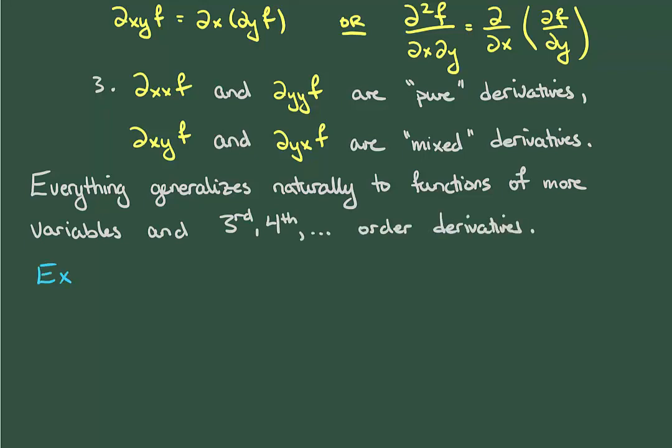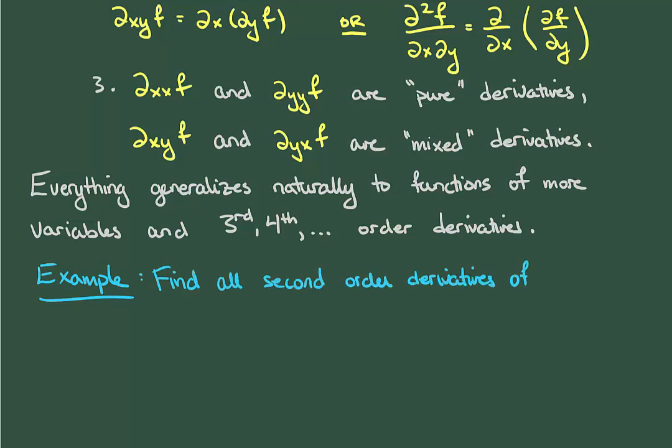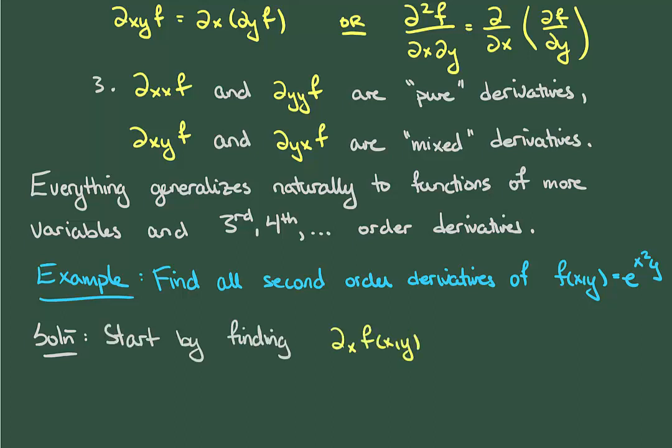Now for a harder example, let's find all of the second-order derivatives of the function f of x,y equals e to the x squared y. There are 4 such derivatives, and I'm going to do the 2 hardest examples in intricate detail. I'll give you the answer for the other 2, but I'm going to leave them to you to try and solve on your own. Now the first thing that we want to do is find the x derivative, for which we'll need a bit of the chain rule. Now that we have this, we can differentiate it with respect to x and y again.